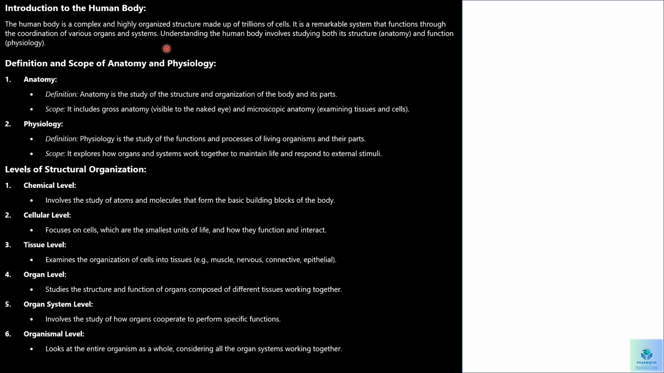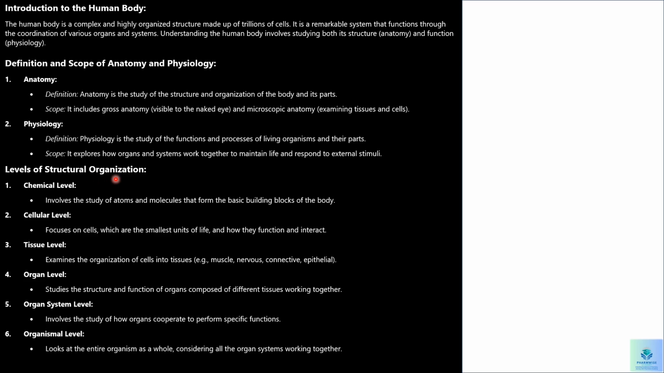As I said, under human anatomy and physiology we have to study mainly anatomy and physiology. Anatomy means the structure: what is the shape of the organ, what is the weight of the organ, and so on, we are going to study under anatomy. And under physiology we are going to study how that particular organ works. This is anatomy and physiology. You have to keep in mind these two terms.